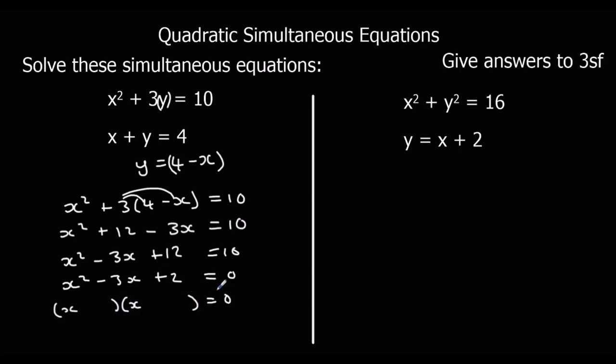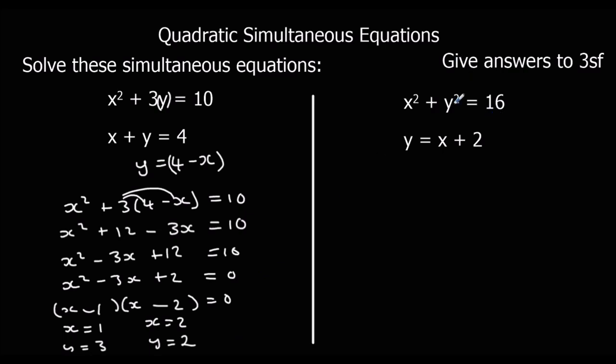Factors of 2 are only 1 and 2, so it's going to have to be 1 and 2 to make minus 3: minus 1, minus 2. So x is 1 or x is 2. So y equals 4 minus x, so 4 minus 1 is 3, and 4 minus 2 is 2.